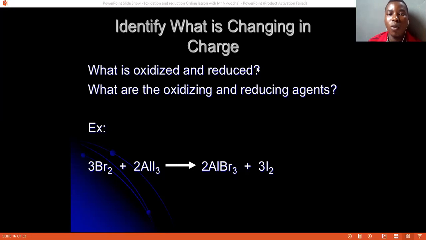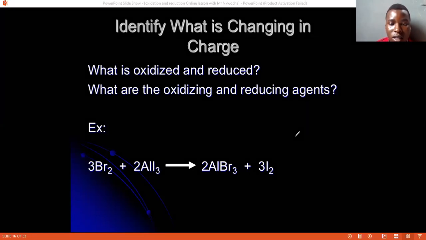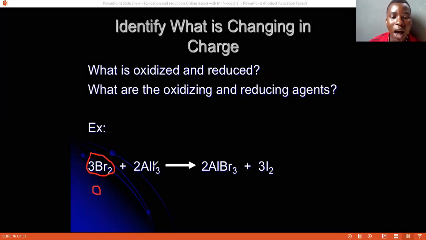Now we are going to the main business of this session: identify what is changing in the charge, what is oxidized, and what are the oxidizing and reducing agents. Based on what we have learned, we can identify the oxidizing agent and reducing agent. Very simple. Calculate their oxidation state. Here, bromine is all on its own, that means it's zero. Here, this is aluminum iodide, so we have to calculate the oxidation state for aluminum iodide.